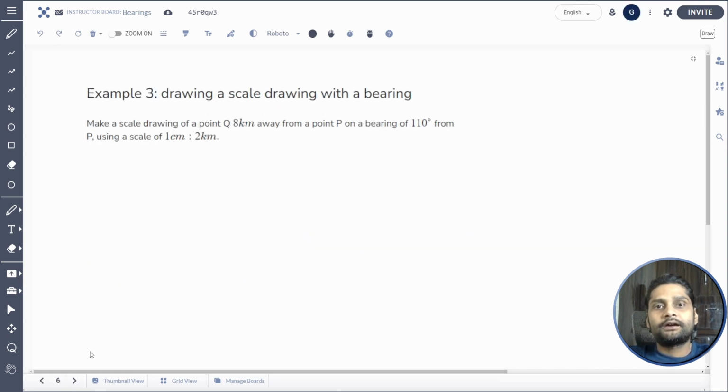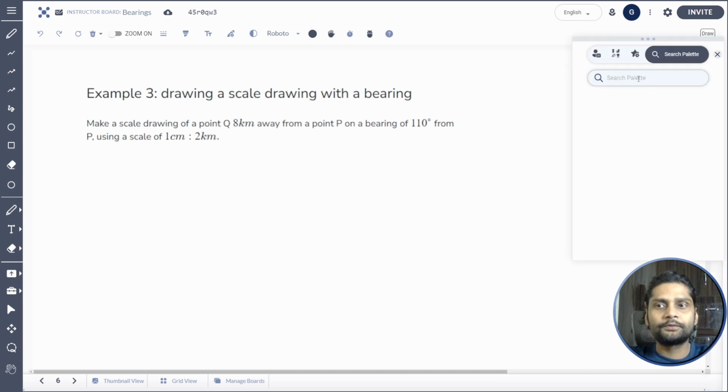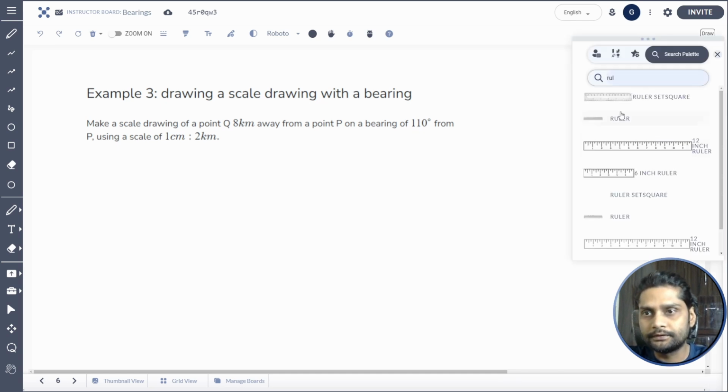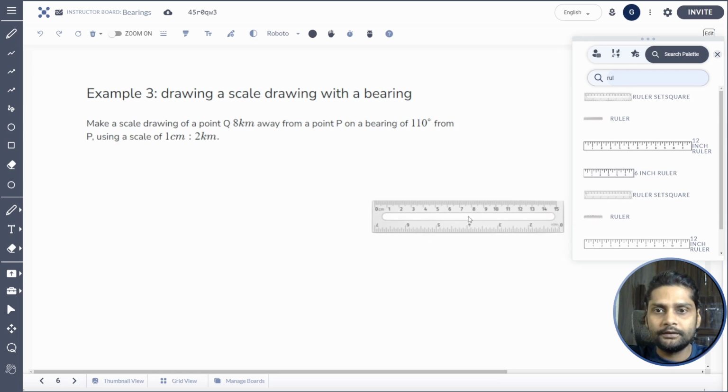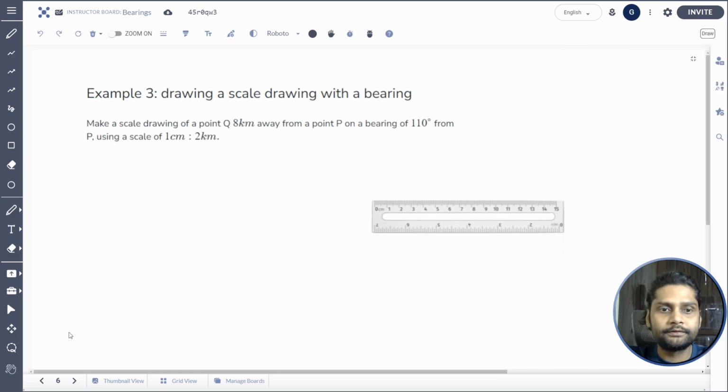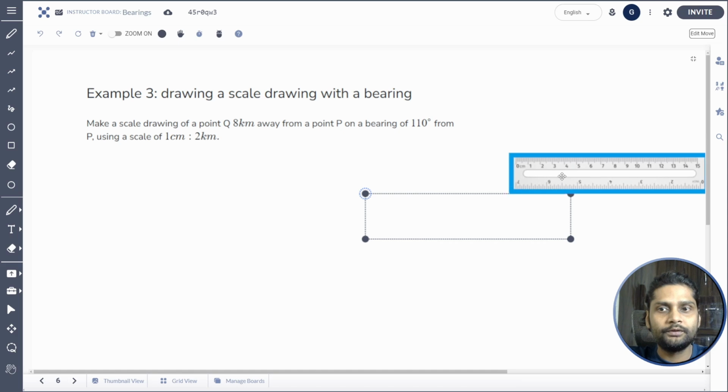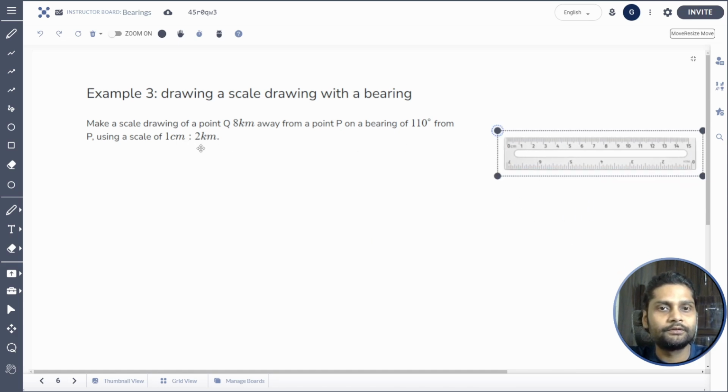Now there's another bearing question we have been given, and right now it asks you to use an appropriate scale. So we may have to use even a ruler in that case. It says make a scale drawing of point Q, which is 8 km away from point P, on a bearing of 110 degrees. So students, here we need a ruler. Let me just get a ruler here, and it says 1 centimeter equals 2 km. So we need to make sure to use this scale.